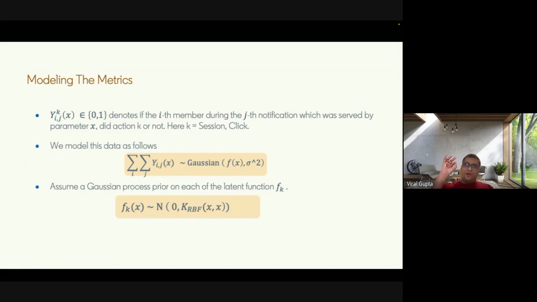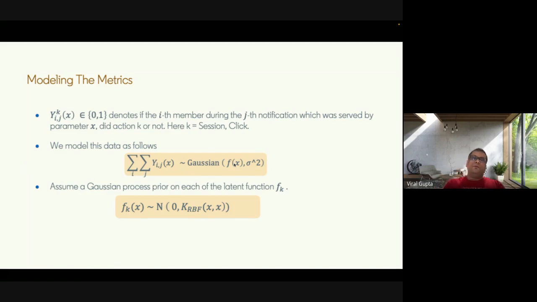So let's say, again going back, x alpha equal to 1, x threshold equal to 2. For that unique choice of x, across all the members and all the notifications, I'm computing the sum total of all the clicks, which is my left-hand side. And that number is a Gaussian distribution with a mean of f of x, and it will have some noise, obviously. We are looking at an empirical metric value, and I'm modeling that noise by sigma squared.